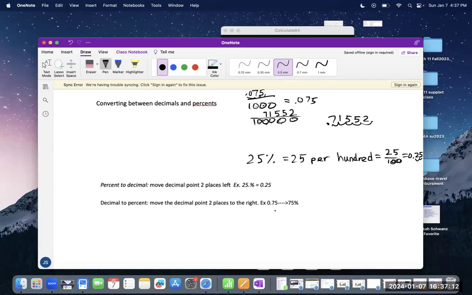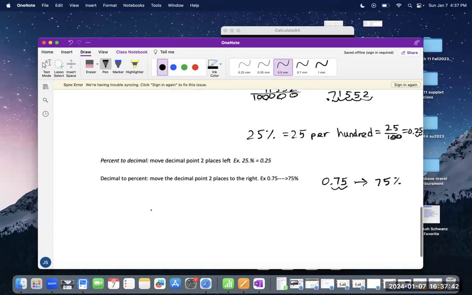I have no little tricks for the opposite way, but when you turn a decimal into a percent, you're going to go 2 places to the right. So if it's 0.75, you're going to move the decimal twice to the right to turn it into a percent, and it'll be 75%. I don't have any tricks for remembering that, except for this third trick that I'm going to show you. Whenever I want to convert from percent to decimal or decimal to percent, all I remember is I need to move the decimal 2 places.